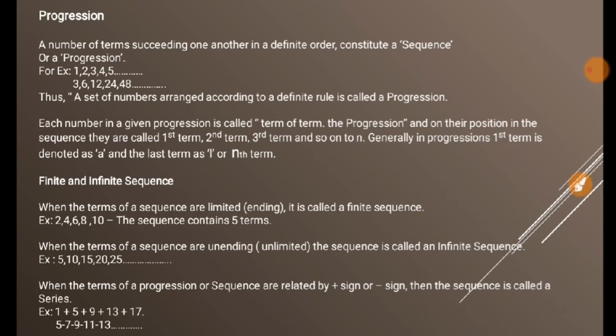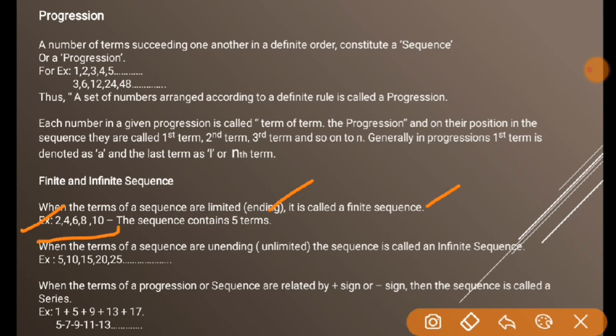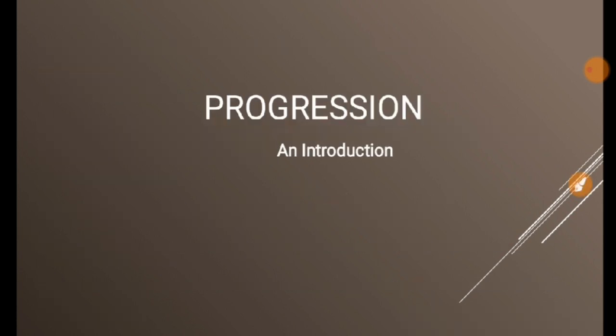Then we are knowing about finite and infinite sequences. When the terms of a sequence are limited, that means if there is any ending, that is termed a finite sequence. Here I am taking the example of 2 4 6 8 10. So we have only 5 terms, ending at 10. Here we can easily find out the last term. If they are giving the last term, that will be termed a finite sequence.